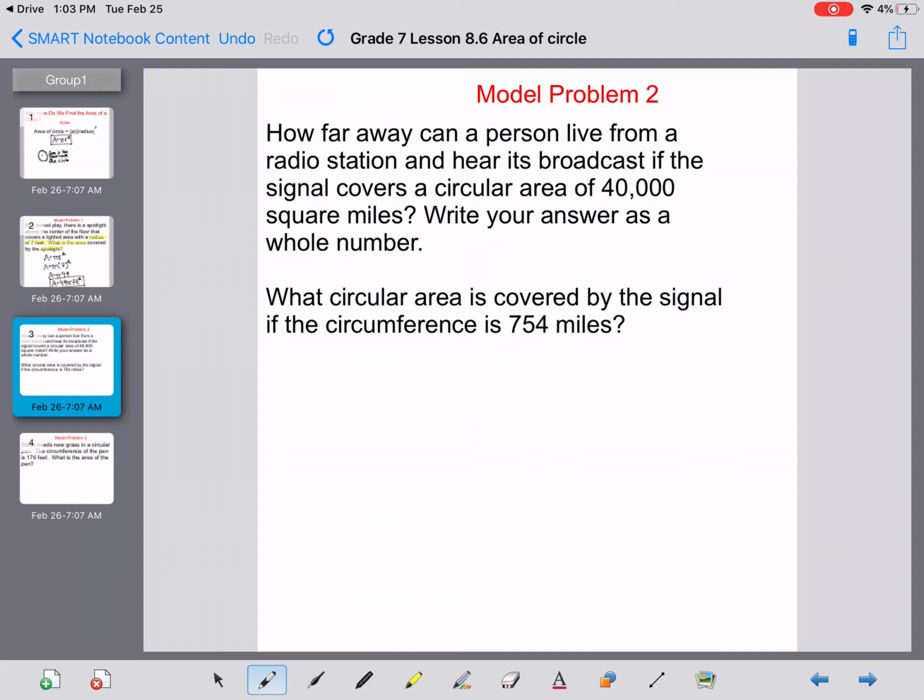Model problem 2. How far away can a person live from a radio station and hear its broadcast if the signal covers a circular area of 40,000 square miles? Write your answer as a whole number. And the second part, what circular area is covered by the signal if the circumference is 754 miles? Take a second to copy down the first part, and then we'll find the answer to that part.